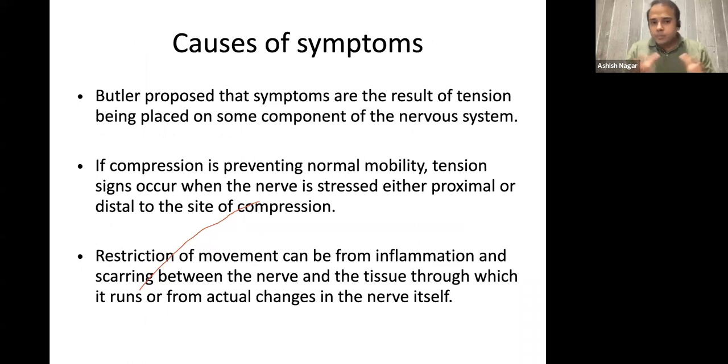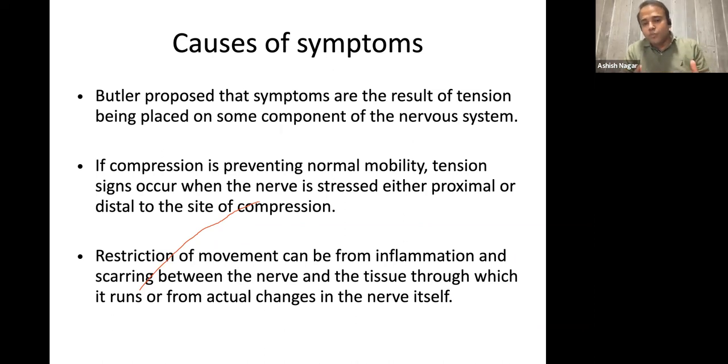Okay, so let's talk about the causes superficially. So nerve compression is one very common cause. What it does is it prevents the normal mobility of the nerve. So if there is compression somewhere, a nerve that should normally be mobile is not as mobile there. And when you try to increase the tension of that nerve, symptoms aggravate very quickly. So this is what a nerve compression can do.